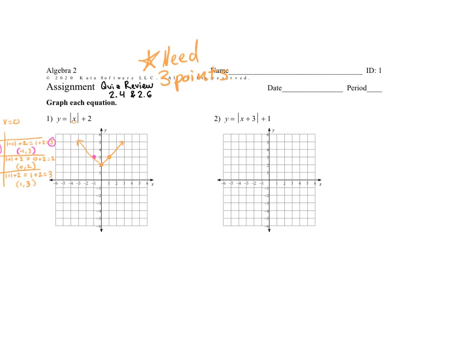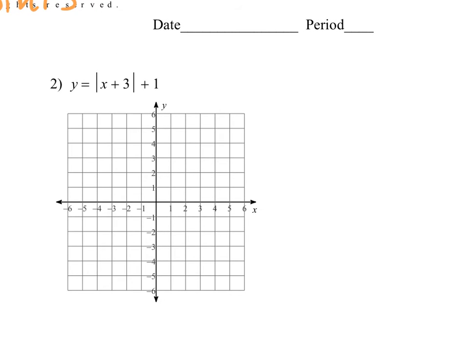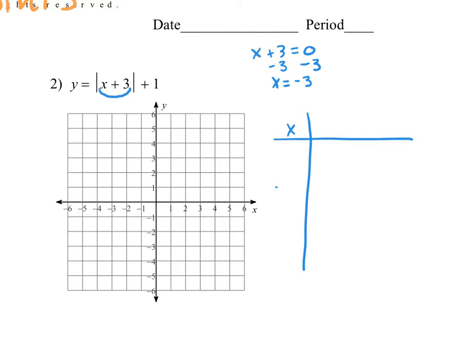All right, let's look at number 2. So remember, we take what's on the inside and set it equal to 0, and that's going to be our middle point. So we have x plus 3 is equal to 0. How would we solve for x here? Subtract 3. So x is equal to what? Negative 3. So on our chart here, negative 3 is going to go in the middle.